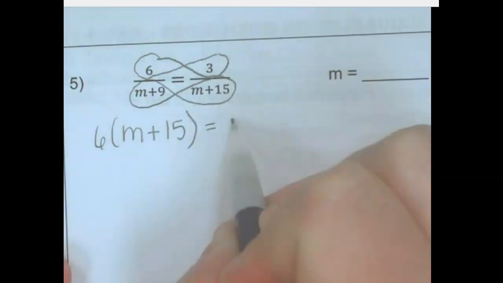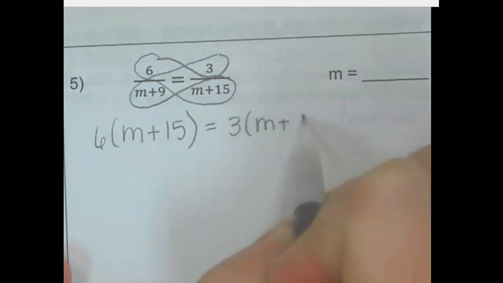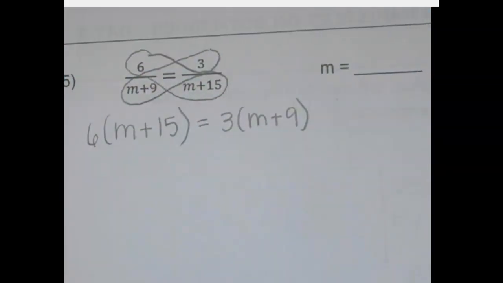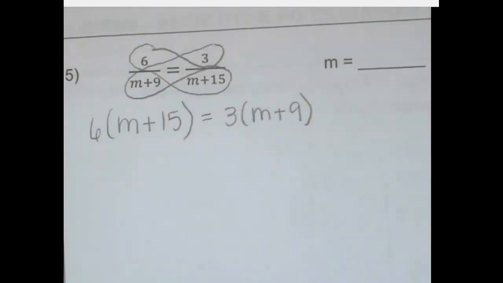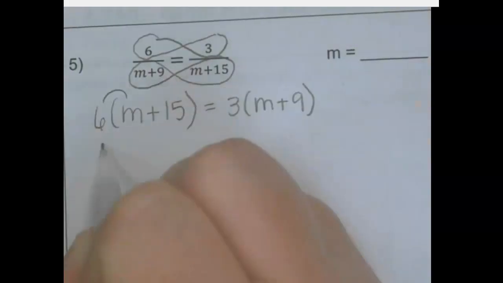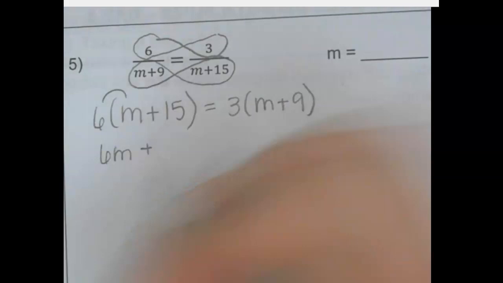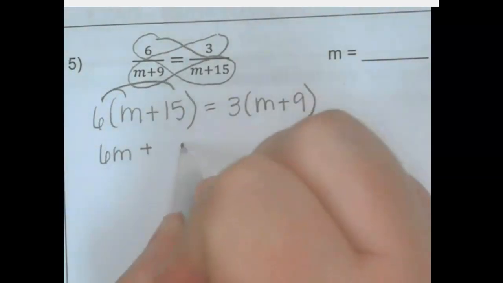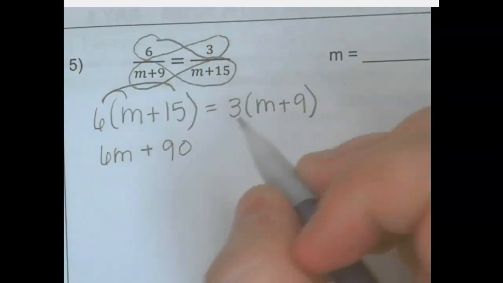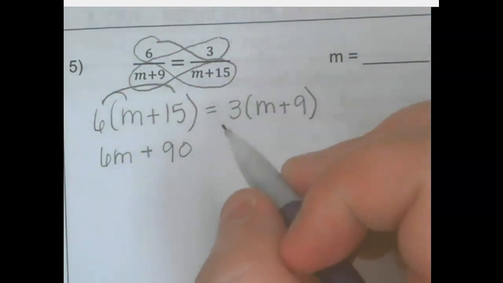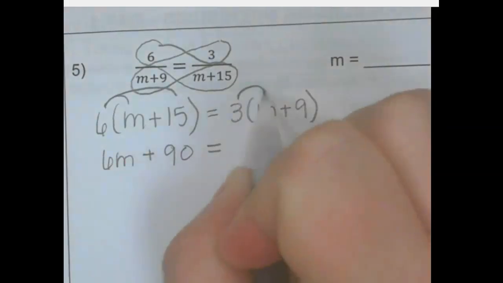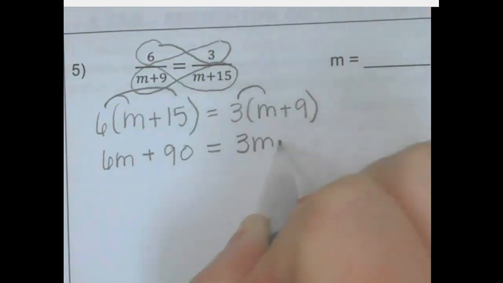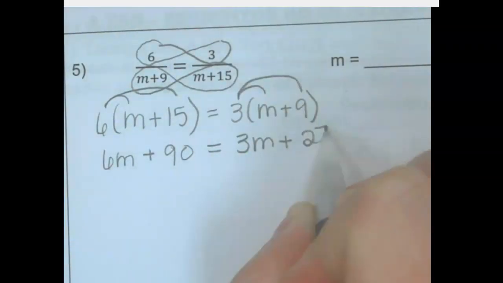Then I'm going to do 3 times my m plus my 9. Realizing that it's not just 3 times m, it's 3 times the whole thing. This actually means I'm doing m plus 9, m plus 9, m plus 9, 3 times. Alright, now I'm going to distribute 6m plus 6 times 15, which is 90, I believe. I'm trying to do math mental at 8 o'clock in the morning. The other side is 3 times m. Bring down my addition. 3 times 9 is 27.